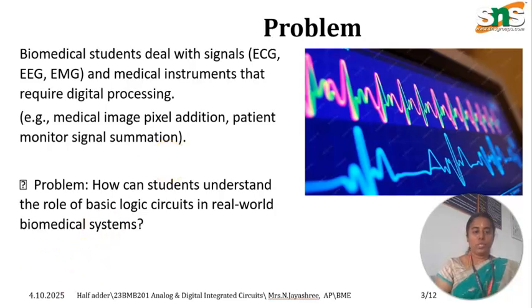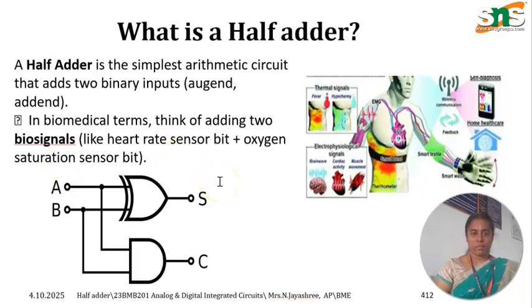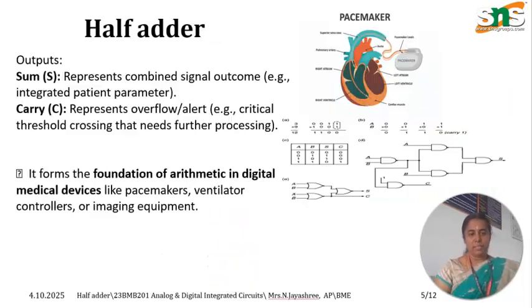Next one is what? What is a half adder? The half adder is the simplest arithmetic circuit that adds two binary inputs, augend and addend. In biomedical terms, think of adding two biosignals, that is, a heart rate sensor bit and an oxygen saturation sensor bit. So we can add the two signals and finally get the patient data, whether the heart is functioning for the particular oxygen level, right? So this is how the half adder basic circuit is mapped to biomedical terms.